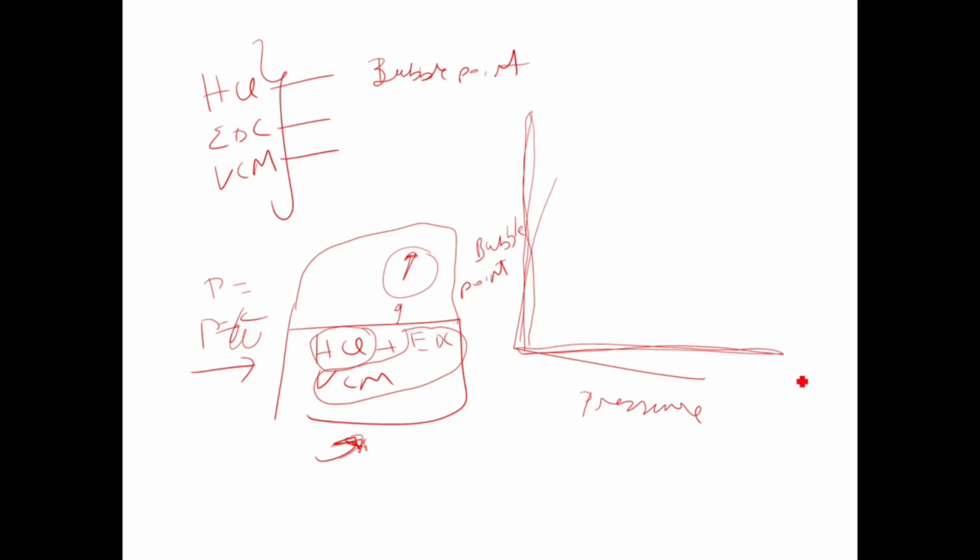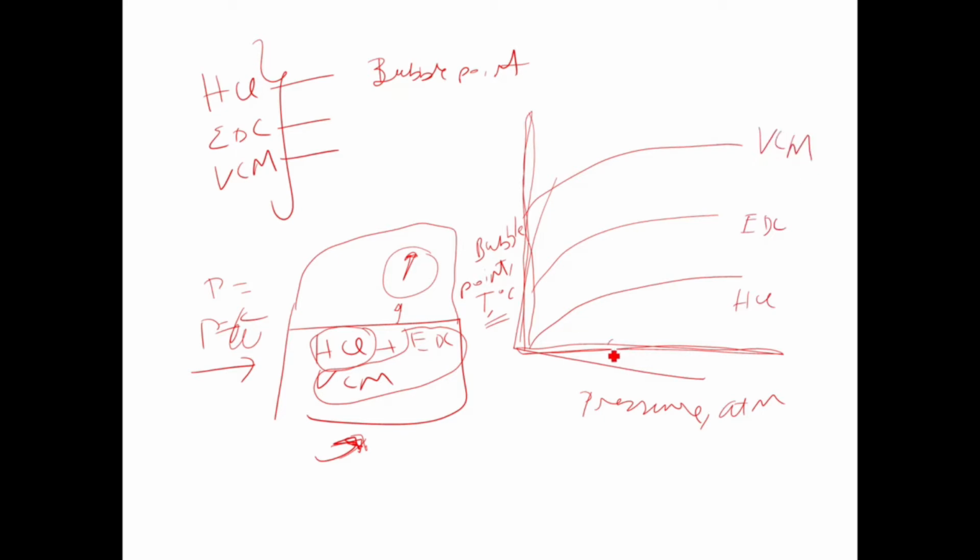So what you're going to do is plot pressure versus bubble point for component 1, component 2, and component 3. The temperature axis is the bubble point temperature, and maybe we can use degrees centigrade as our unit. Pressure is expressed in atmospheres. So this is for HCl, this is for ethylene dichloride, and this is for vinyl chloride monomer.